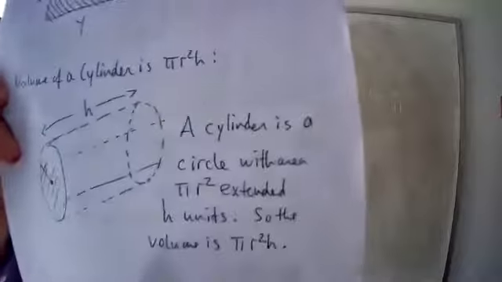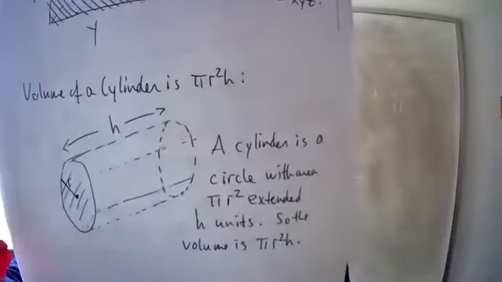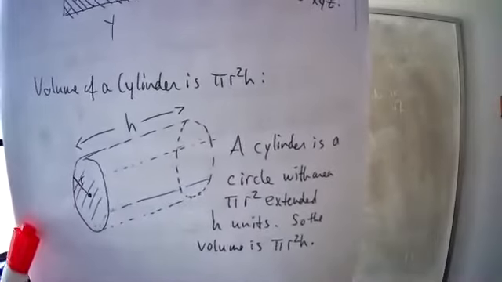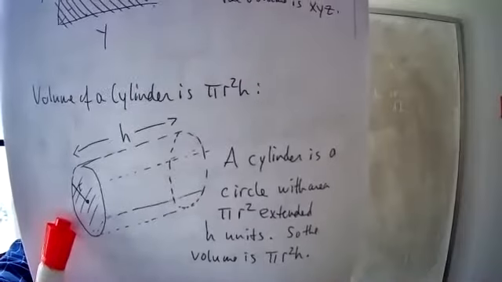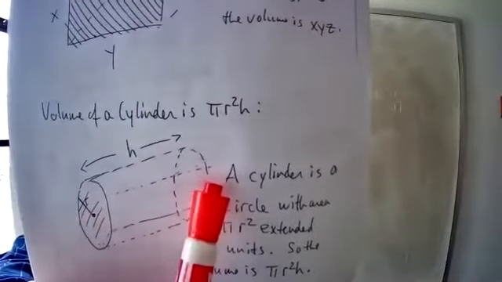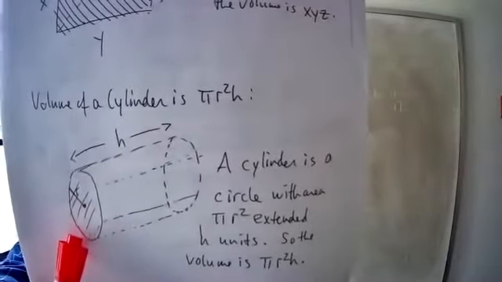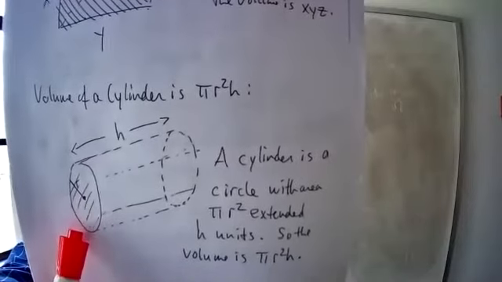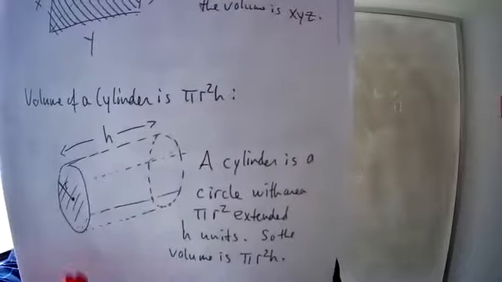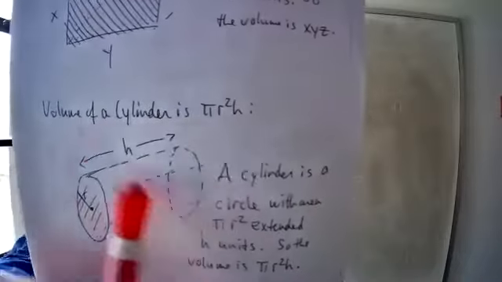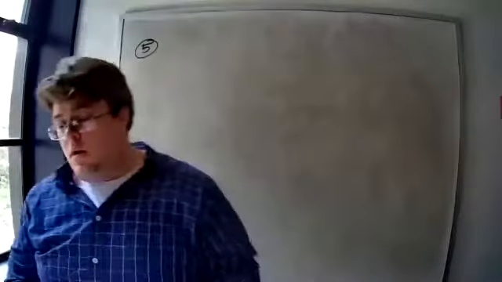Well, the formula for a cylinder is similar. A circular cylinder. Why is the volume pi r squared h? Well, we take this circle, we extend it h units. A circle has area pi r squared. We extended h units. That gives us a volume of pi r squared extended by h, so pi r squared times h.